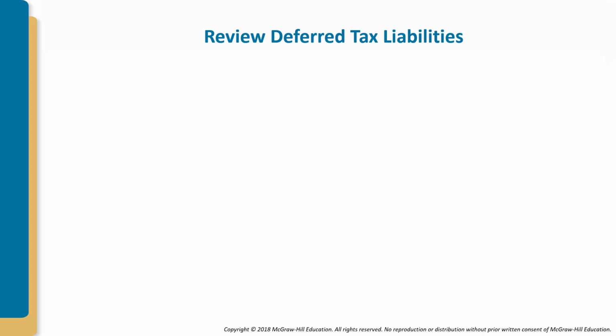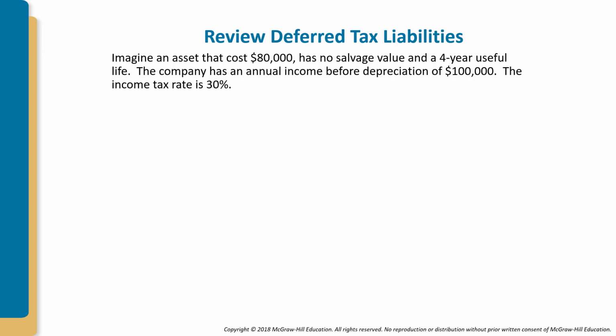So let's take a look at a problem. I'm going to start by illustrating this with a problem. Okay, so let's imagine an asset that costs $80,000, has no salvage value, and a 4-year useful life. The company that we're discussing has an annual income before depreciation of $100,000, and the income tax rate is 30%.